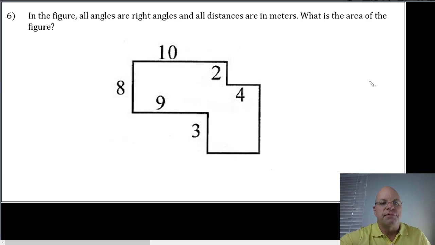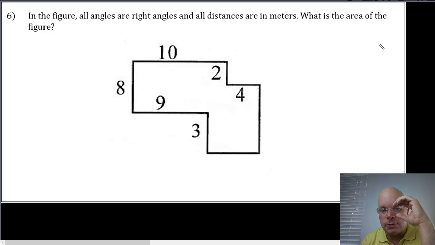Problem 6. In the figure, all angles are right angles, and all distances are in meters. What is the area of the figure? This is a composite area problem, a little bit trickier than some of the ones we've done, because there are some missing measurements that you have to calculate.